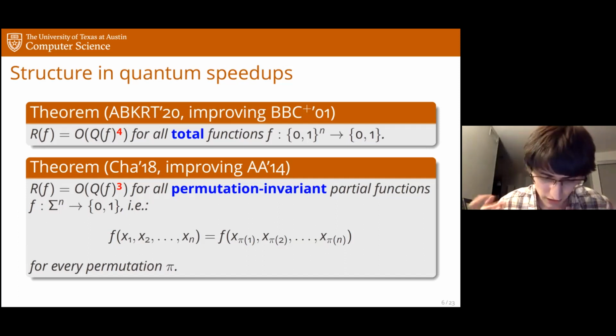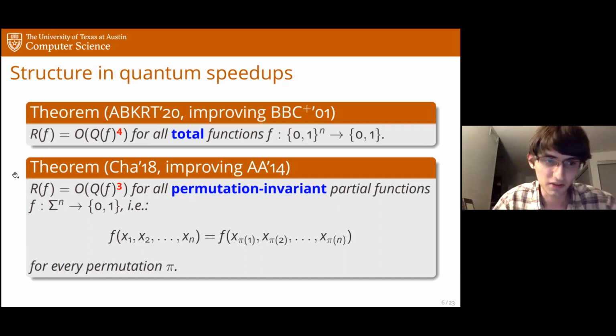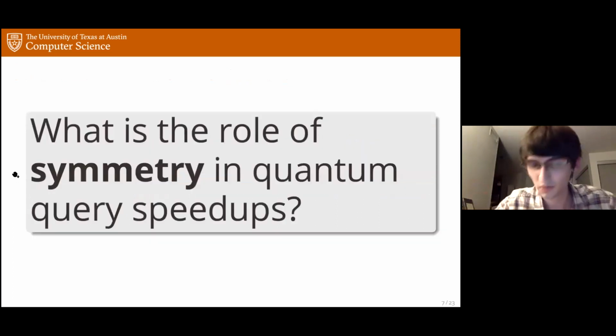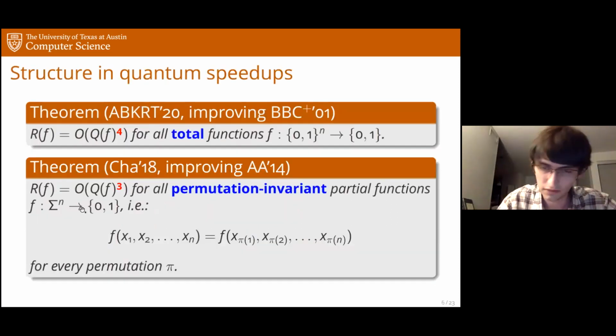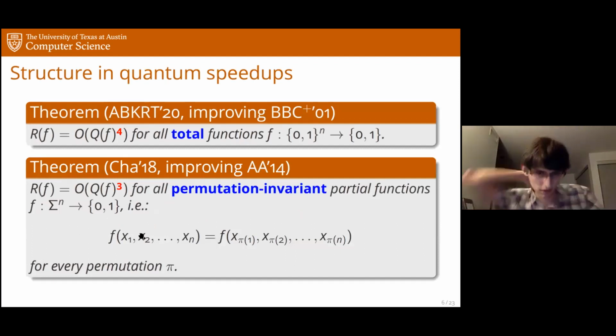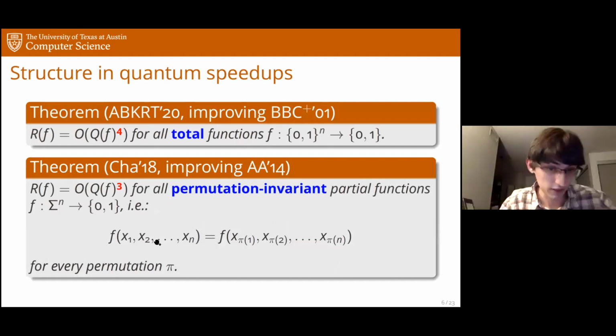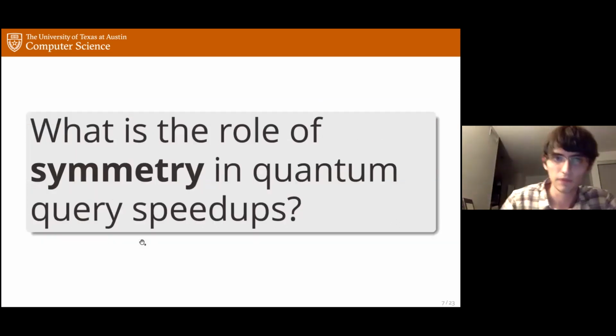And with all of this, this brings us closer to what we study in this work, which is, what is the role of symmetry in these quantum query complexity speedups? This last theorem due to Chailloux gives one result in this direction, which shows that if a function is completely symmetric, there cannot be a speedup. But what about other kinds of symmetry?